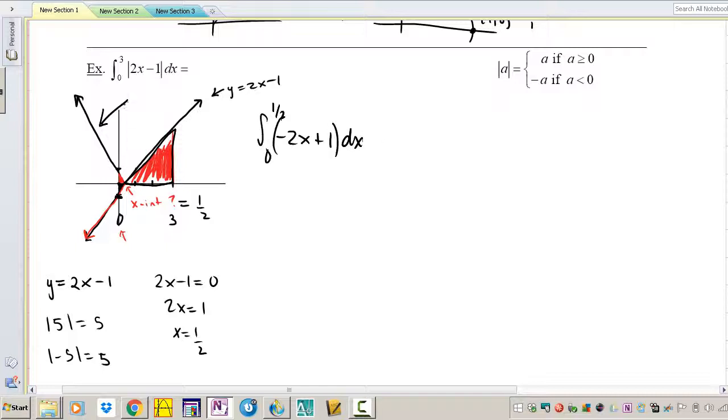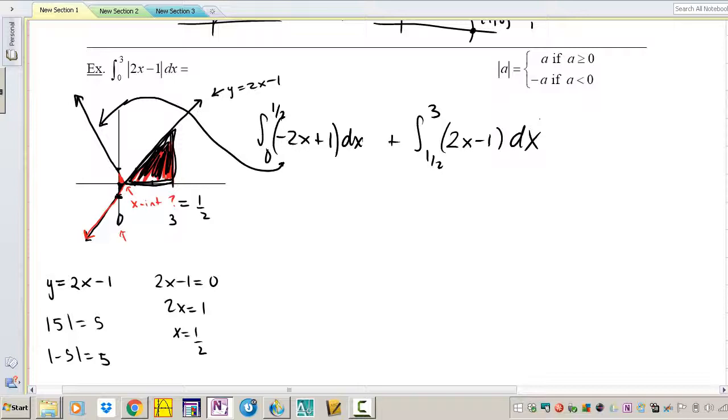That is this part right here. And then of course we integrate from 1/2 to 3 to get this area here, not including whatever is before 1/2. And we don't have to worry about flipping any function because that is the original linear function that we were dealing with already.